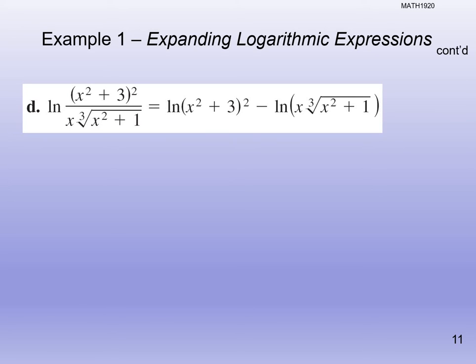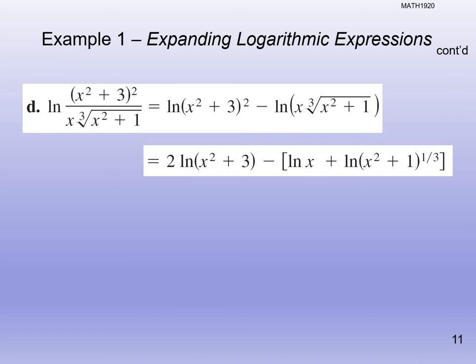Okay, on the first one, we can bring that 2 down in front. Okay, and then the second one, we've got a product in there. We've got x times the cube root of x squared plus 1. So we've got to apply a product piece there. And then we've got to be able to write that cube root as x squared plus 1 to the 1/3 power. So we've got a lot that we've got to go through here as we do this. So the next step is on the first piece, we bring that exponent down.